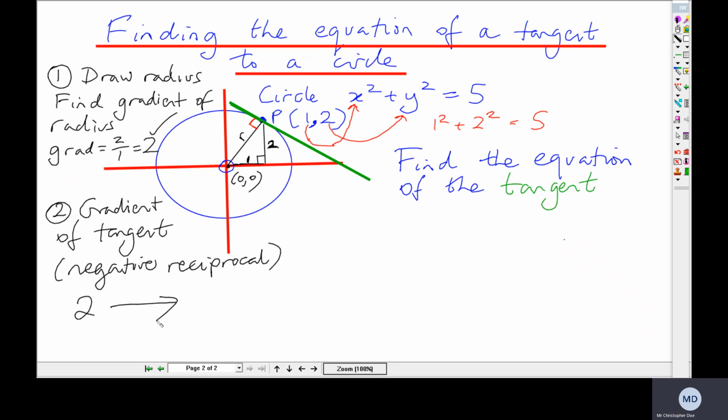Right, Lenny, any ideas? Minus, I'm going to give you a mark for minus. What's the reciprocal of 2 though? Reciprocal means 1 over whatever number you start with. If I've got 7, reciprocal of 7 is 1 over 7. Reciprocal of 10 is 1 over 10. Reciprocal of 3, 1 over 3. What's the reciprocal of 2? Yeah, exactly. Well done, Lenny. So 1 mark.